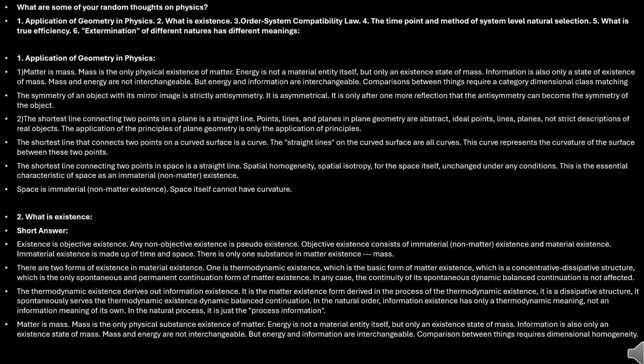Matter is mass. Mass is the only physical substance existence of matter. Energy is not a material entity itself, but only an existent state of mass. Information is also only an existent state of mass. Mass and energy are not interchangeable. But energy and information are interchangeable. Comparison between things requires dimensional homogeneity.